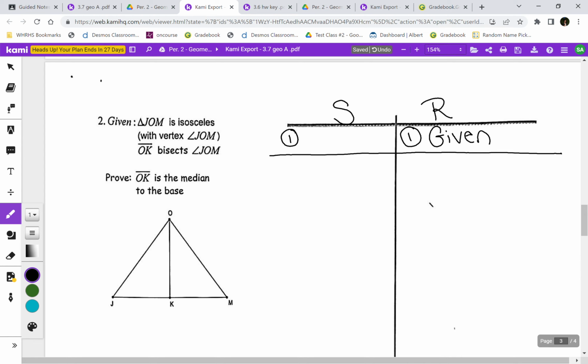They're thought-provoking. Okay, so triangle JOM is isosceles with vertex angle JOM. Is it important that I told you extra information about the isosceles triangle? Yes, because it helps us come to the conclusion of which sides are congruent. So if the vertex angle is angle JOM, which sides have to be congruent? OJ and OM. You got it. So my next step is going to be that OJ and OM are congruent. So we're going to say OJ is congruent to OM, and our reason is going to be def of isosceles.